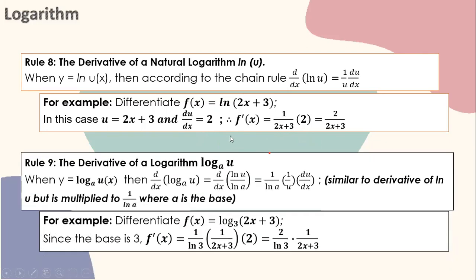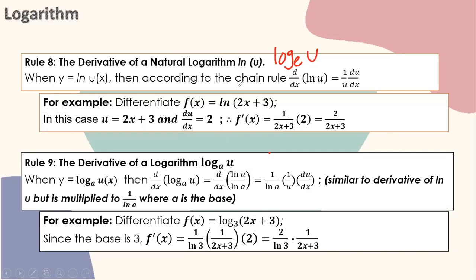Let's have rule number 9. Logarithm of u with a base a. Ito kasing ln, so para lang din siyang natural logarithm, pero iba ang base. Ito kasing natural logarithm natin ay base e yan. So may base lang siya na e, pero ito, iba yung base niya. So let's have an example.